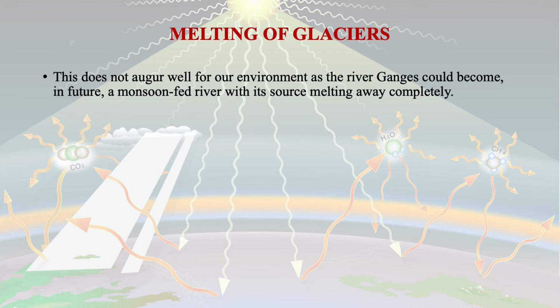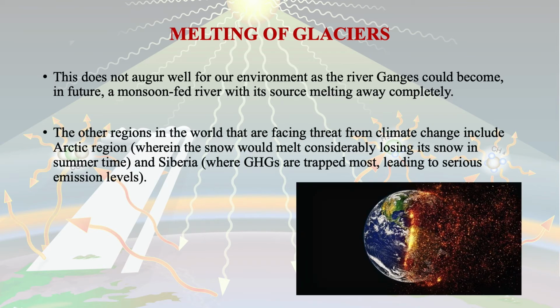This does not augur well for our environment, as the river Ganges could become in future a monsoon-fed river with its sources melting away completely. The other regions in the world that are facing threat from climate change include the Arctic region, wherein the snow would melt considerably, losing its snow in summertime, and Siberia, where greenhouse gases are trapped the most, leading to serious emission levels.